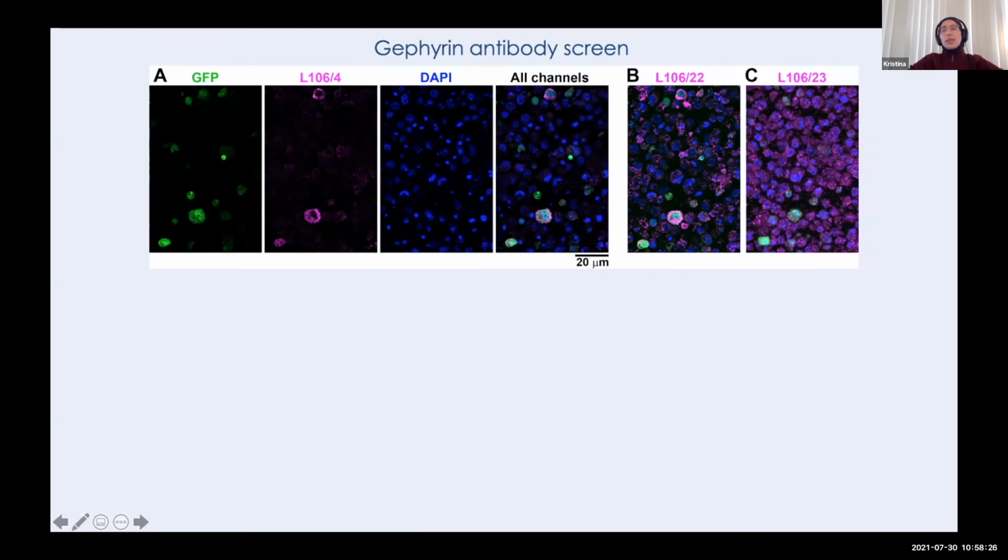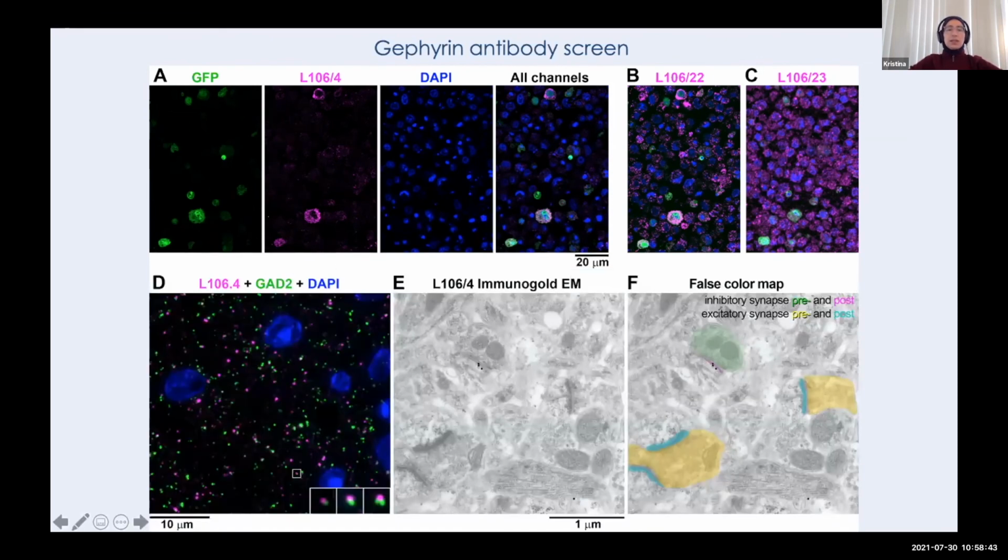And examples of antibodies that were not selected. This one clone did label the cells that express the target, but there was very high background. And this one just labeled everything. So these were rejected. Now, the top clones are also tested on brain sections. And now you can see how it performs in the brain.